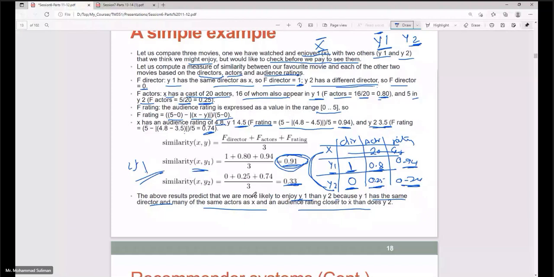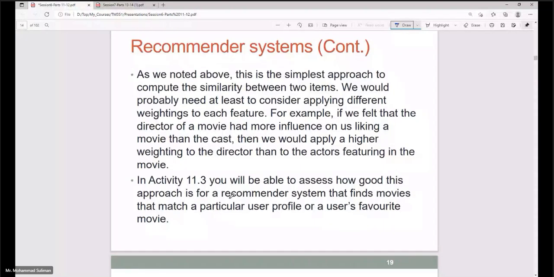Okay. So we saw this. This is a simple approach to compare the similarity between two items. Similarly, we can compare like this. Where we probably need at least to consider applying different weightings to each feature, because every feature will have a different weight. We simply calculated the values here, fine. But sometimes the weight of the feature may be different.